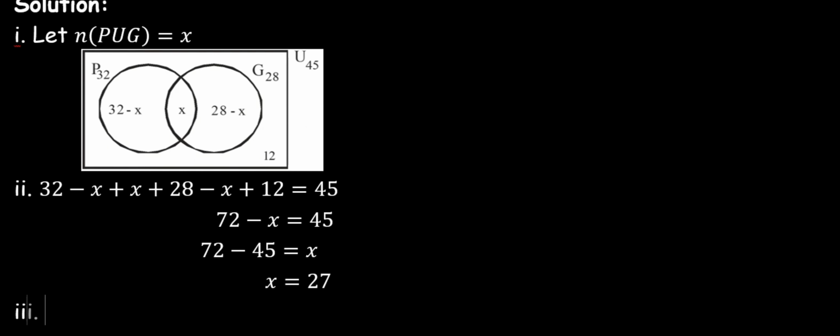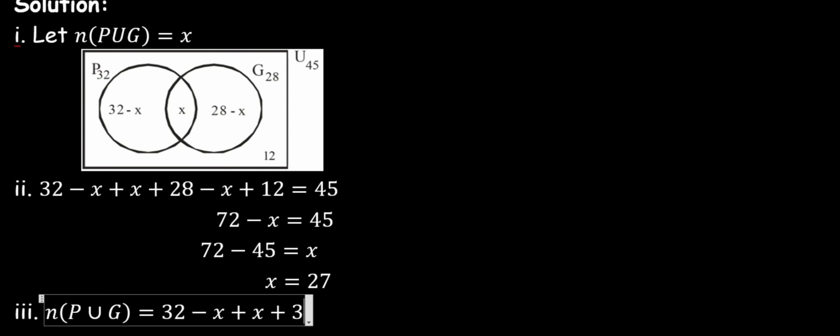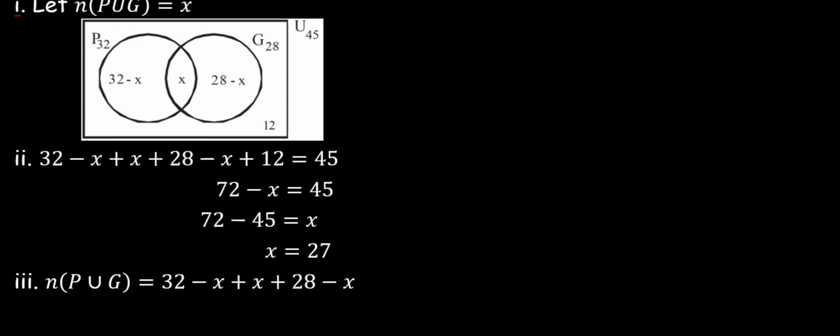Number 3, we are asked to find the number of elements of P union G. n of P union G is equal to, that is the two subsets joined together with the intersection. And that is 32 minus x plus 28 minus x. And that is equal to 60 minus x. Already we have gotten x, so that is 60 minus 27 equals 33.